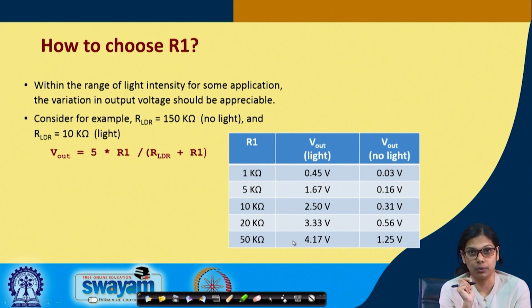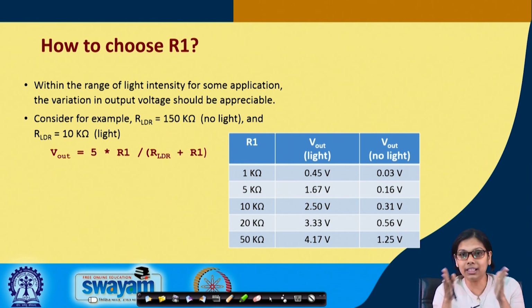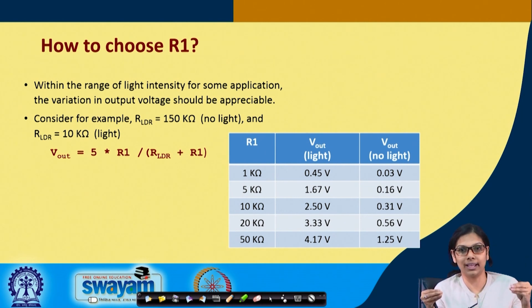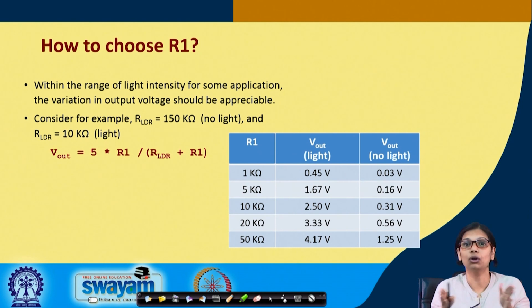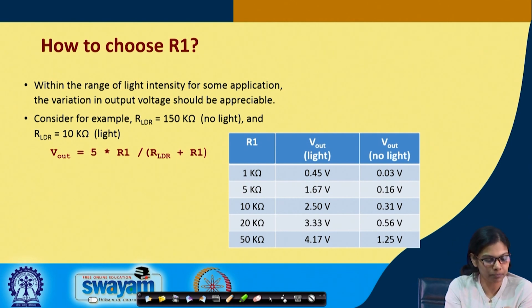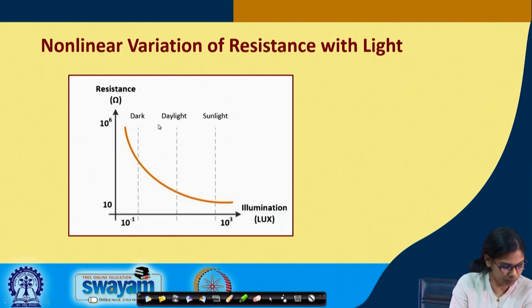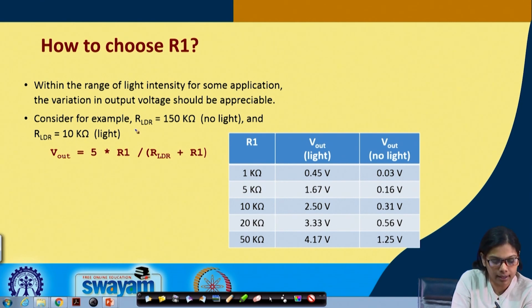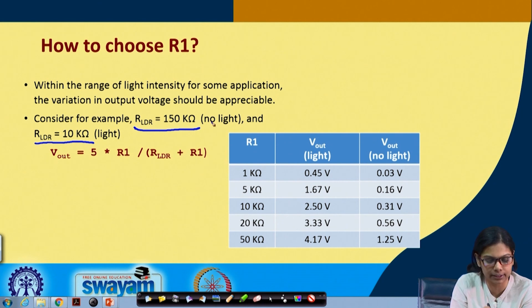Now, based on this condition, we will look into how we choose this particular R1, depending on the previous calculation that we have already made. Within the range of light intensity for some application, the variation in output voltage should be appreciable, because I want that variation to be more. When there is light and when there is no light, we need to choose R1 in such a fashion that the difference is quite visible. Consider for example R LDR is 10 kilo ohm when there is light, and 150 kilo ohm when there is no light, and we put it in this formula to calculate V out for light and V out for no light when R1 is 1 kilo ohm.